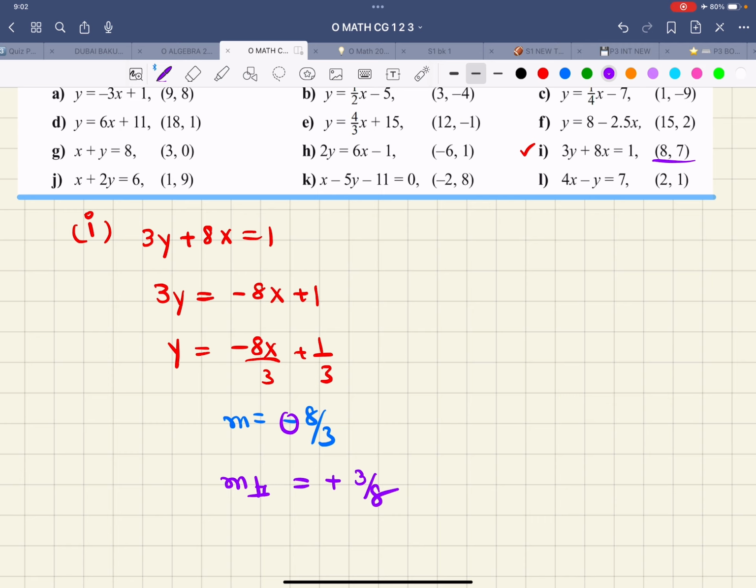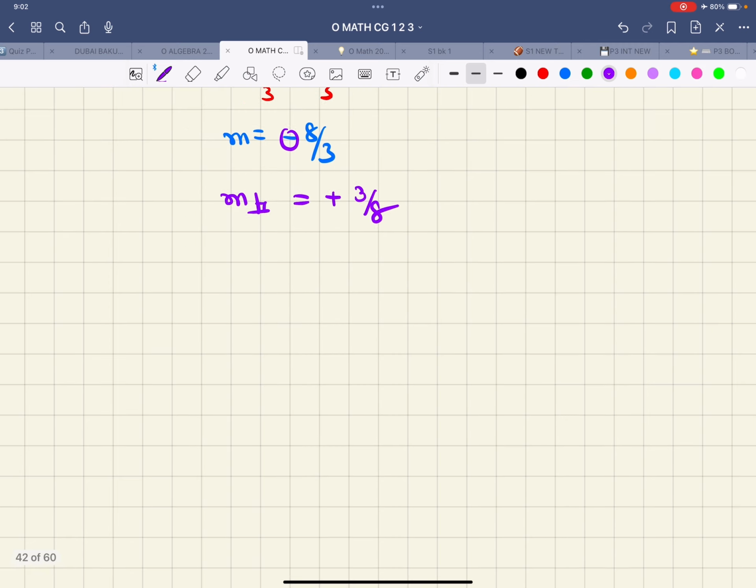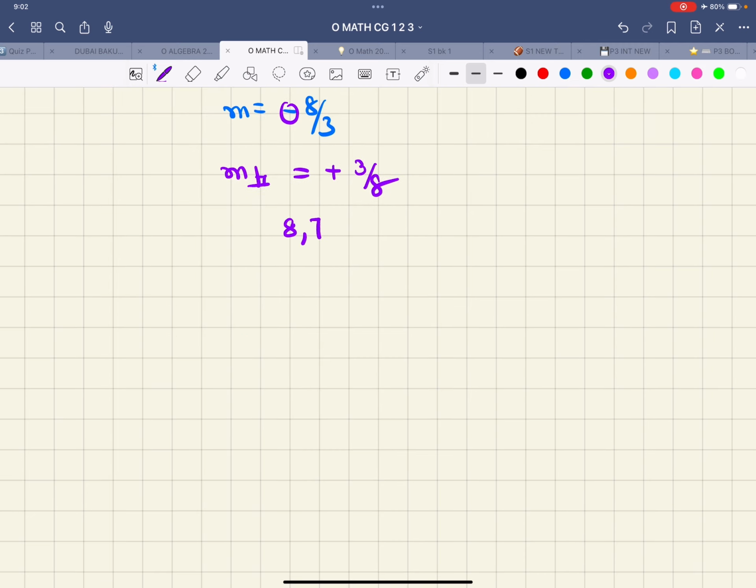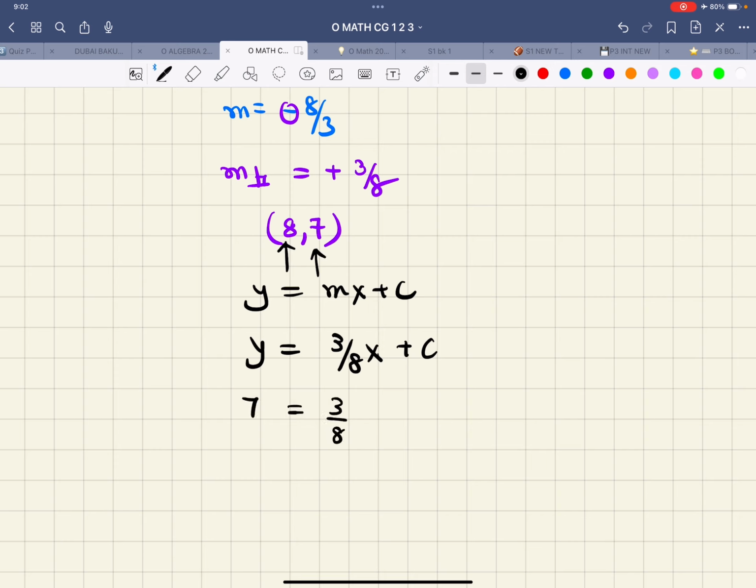Through which point is it passing? 8, 7. It's passing through the point (8, 7). So let me write down y is equals to mx plus c. Y is equals to 3 over 8 x plus c. Plug in x is 8 and y is 7. 7 is 3 over 8 times 8 plus c.